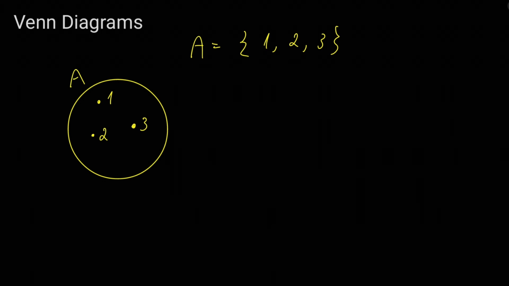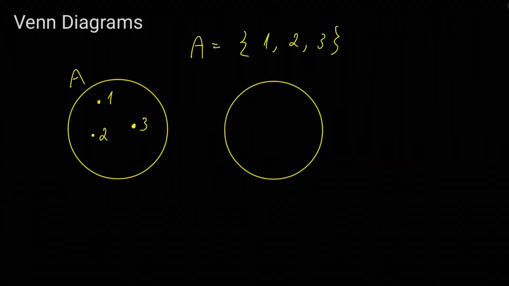Now suppose we have another set, which we'll call B, and A and B have no elements in common, so we draw two separate circles. So now we have set B, which has the elements 10, 11, and 55. As you can see, A and B have no elements in common, no intersection, so they are disjoint, which means we draw them separately.